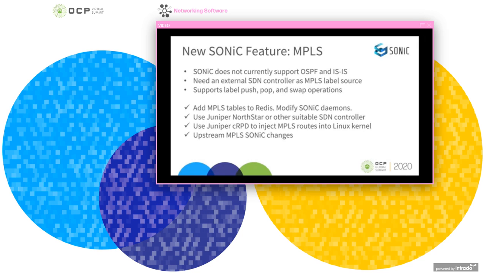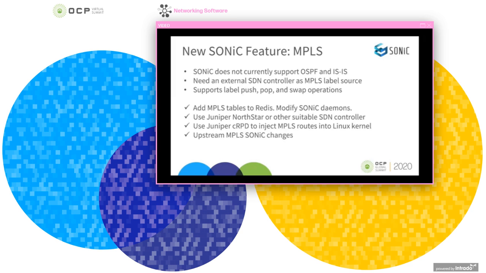We had to overcome a few issues. First, SONiC does not currently support OSPF and ISIS, the typical label sources for MPLS. Consequently, we must have an external SDN controller as the MPLS label source. Right now, we support basic MPLS operations, namely push, pop, and swap.